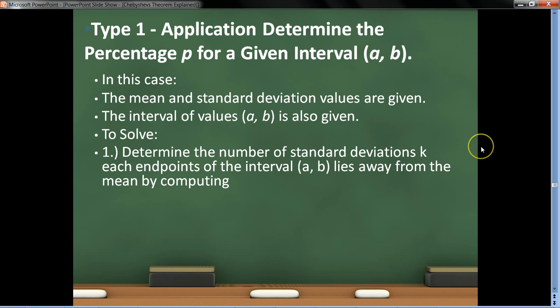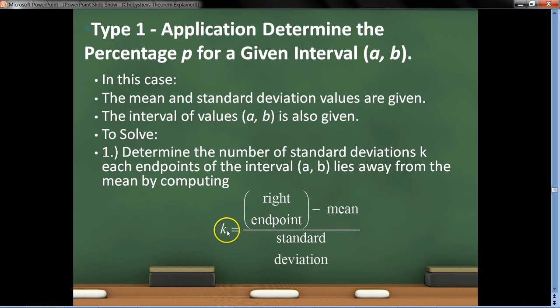First, determine the number of standard deviations k that the interval is from the mean by computing k. Notice here I wrote that k-score formula in words this time. Take the right endpoint b minus the mean, that could be mu or x bar, and divide that by the standard deviation. The numerator is the distance, and dividing by the standard deviation gives the number of standard deviations the right endpoint lies away from the mean.